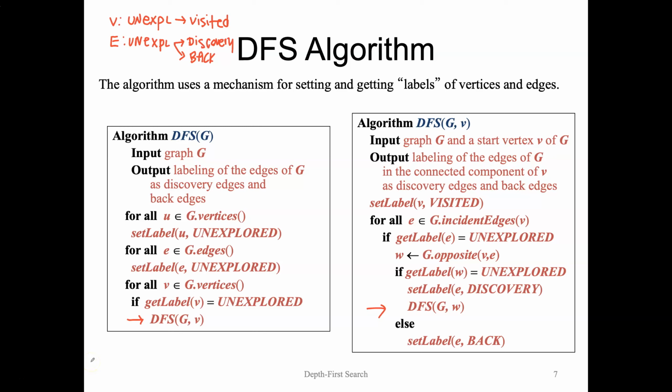Okay, let's look at some of the nice properties that depth first search has. As a result of our DFS algorithm, we will visit every vertex and every edge exactly once. Notice that we start off by marking vertices and edges as unexplored, and then we'll visit each vertex exactly once. If a vertex has already been visited, we don't go back and visit it again. We only call DFS once per vertex.